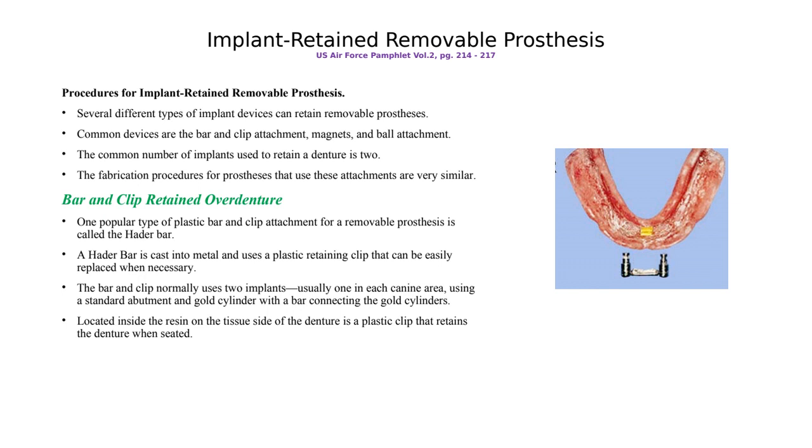Now, this overview of the Hader bar talks about two implants, but we're going to see later on that actually this can be extended to a larger number of implants. Located inside the resin on the tissue side of the denture, it's a plastic clip that retains the denture when it's seated. So this is the retention element where that clip grabs the bar and snaps in. So it's more like a snap-in prosthesis.